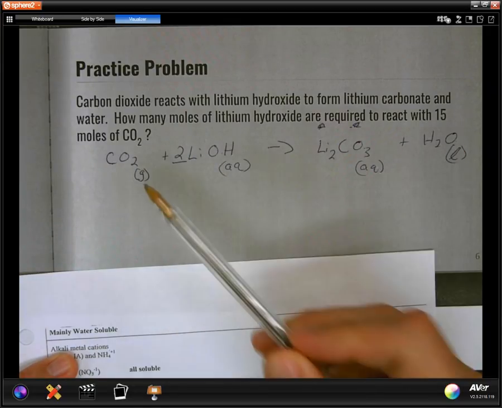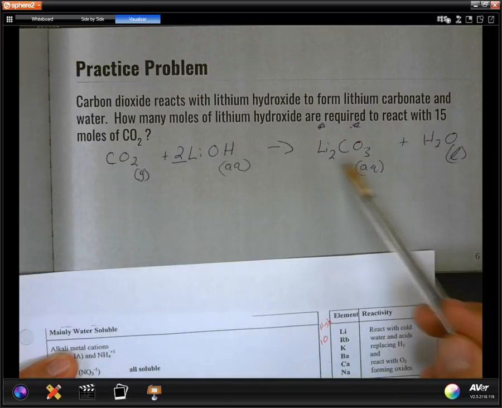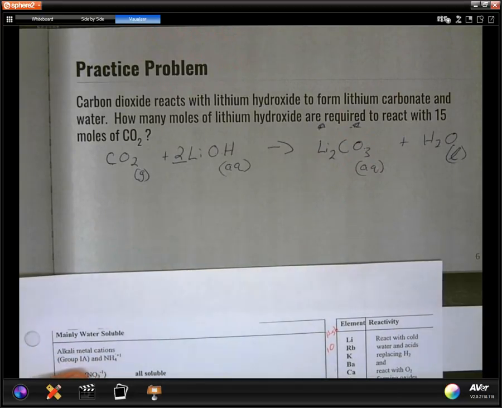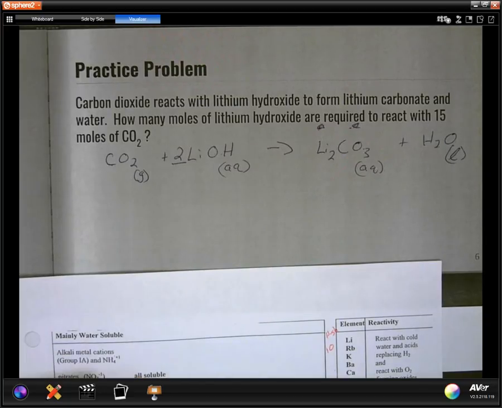And it can also be used to see the relationship between reactants, or the relationship between products, or again, the reactants and the products. So here's how you're going to want to set up these problems. Again, watch the details, pay close attention. Let me show you how to do this, and then we'll do tons of practice in class.